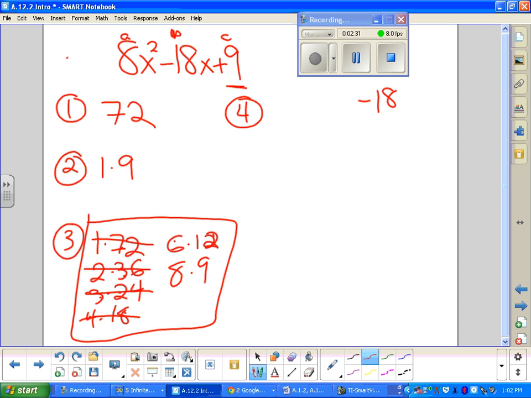It can't be 4 and 18. So it's one of these two. Now, 8 plus 9 will give me 17. I'm looking for 18, so that won't work either. Has to be 6 and 12.